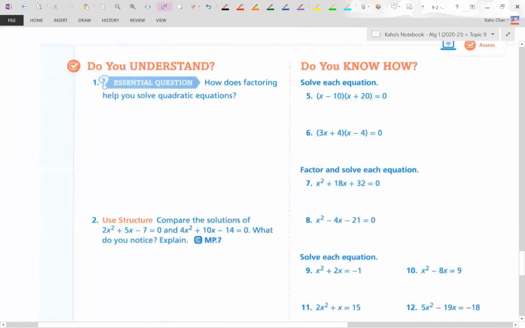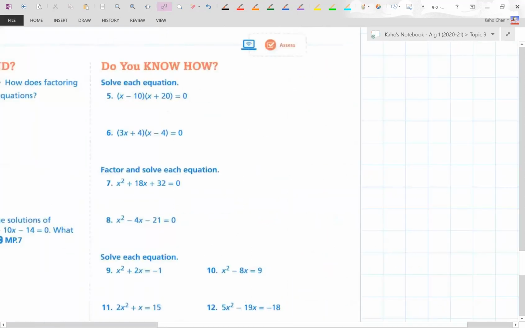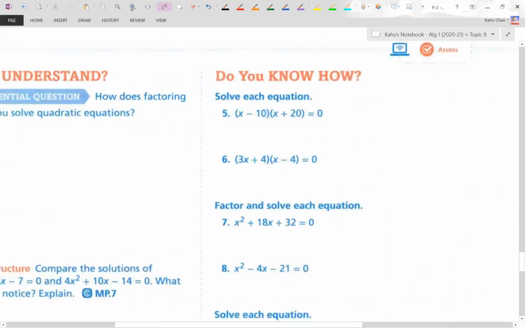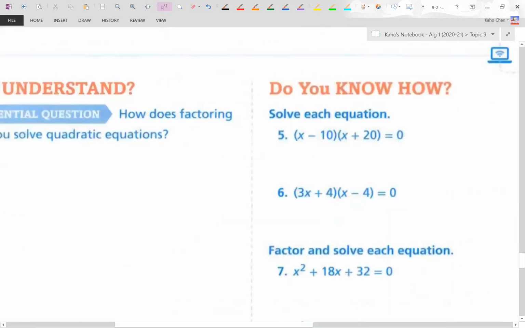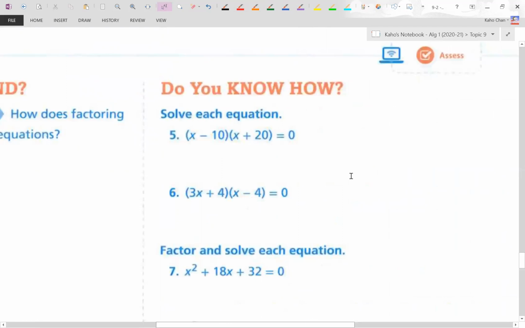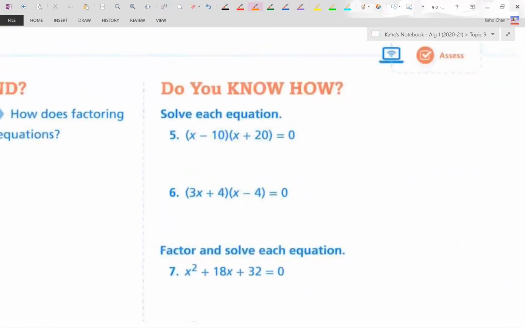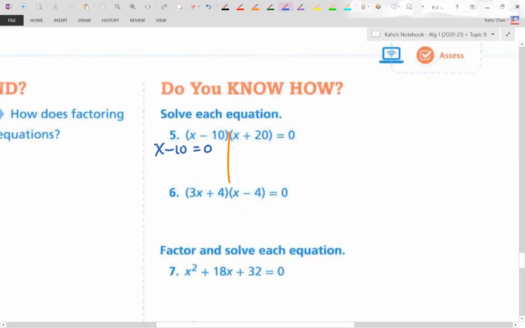All right, a bunch of factoring and realizing that we are solving for these x-intercepts. These are solutions. This is where the parabola crosses the x-axis. Let me zoom in a little more so you guys can see better. Oh, yay, number 5, it's already factored for us. Using the zero product property, I can solve them individually. Very good, here we go. Split them up. x minus 10 equals 0, or x plus 20 equals 0. Solve them individually.